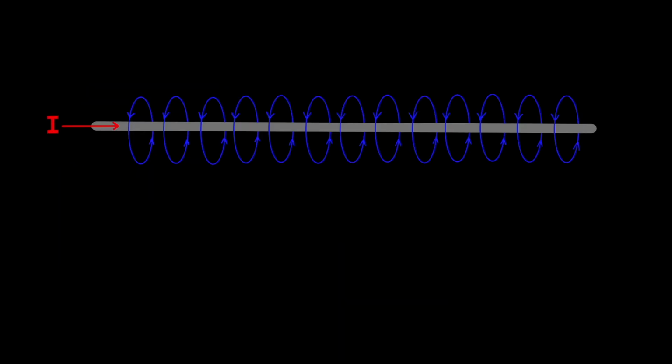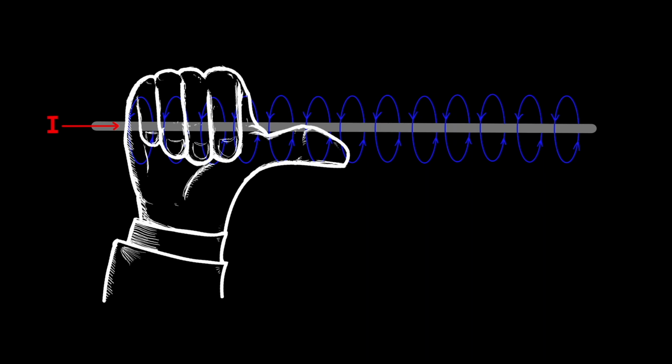A useful way to remember the direction of the magnetic field lines around a wire is to use the right-hand grip rule. If you were to grip the wire using your right hand so that your thumb runs in the direction of the current, your fingers will be curling around the wire in the direction of the magnetic field lines. Pause this video and attempt to visualize this yourself.